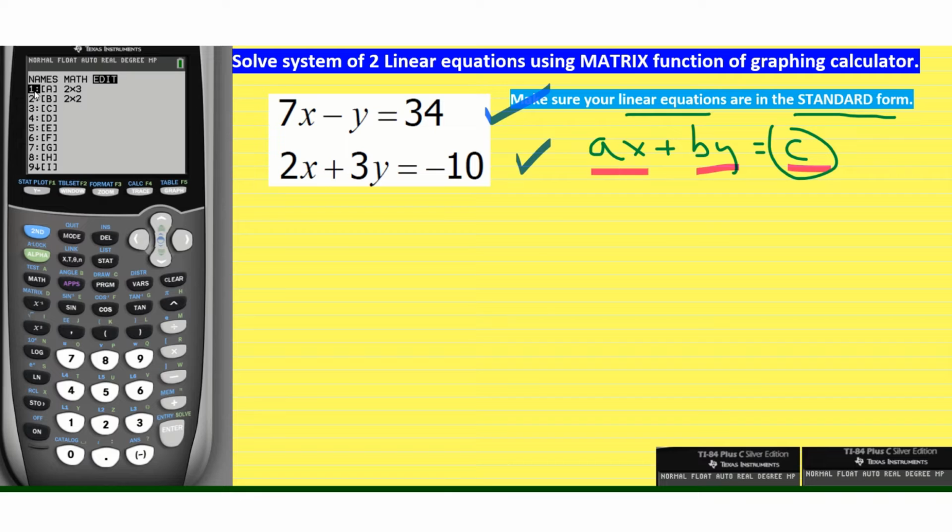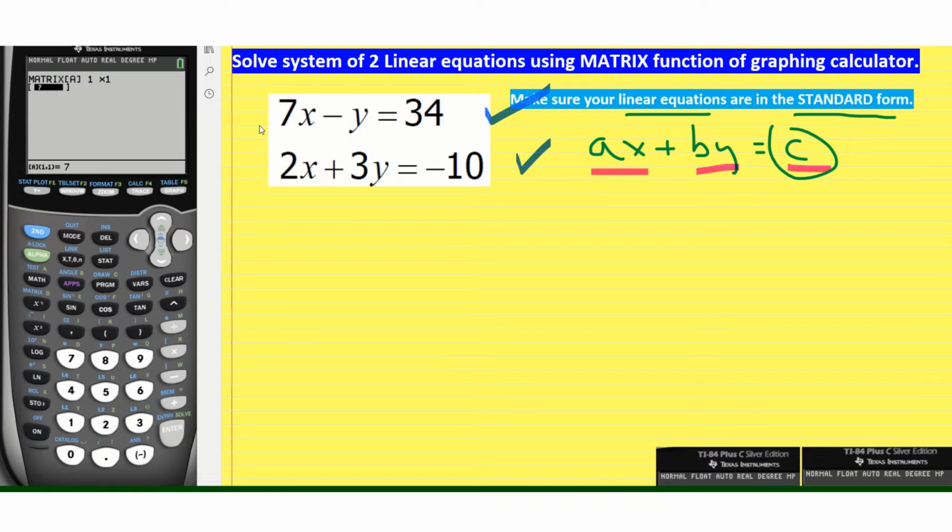This is just asking us, do you want to edit the first matrix? And we're like, sure, let's go to that one. So let's push enter. Okay, yours might say something else, like 1 by 1, maybe. A 1 by 1 matrix contains only a single number. But we do want a different size matrix, because it needs to match our equations.